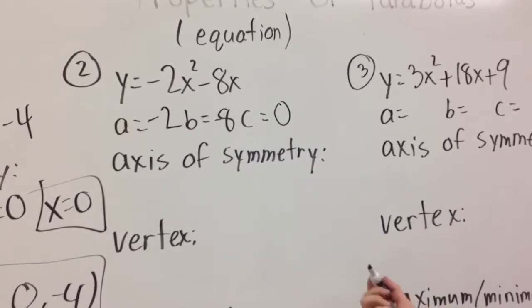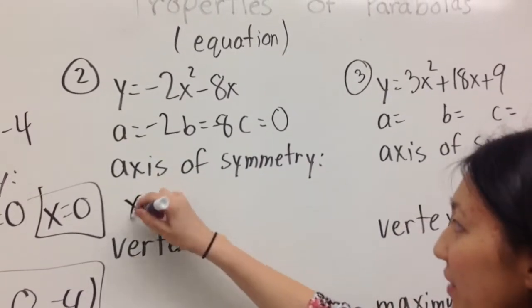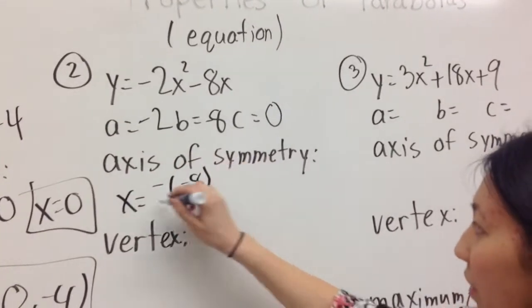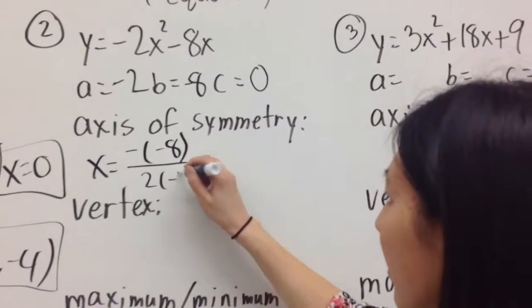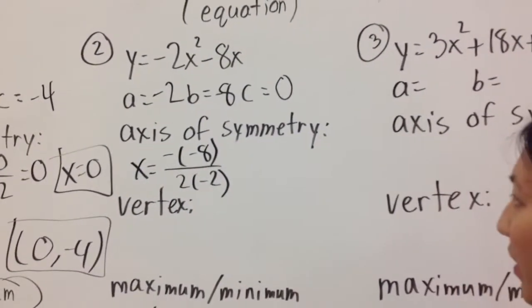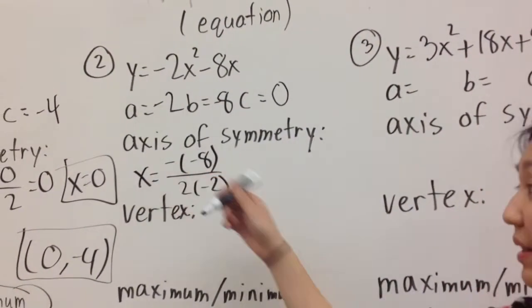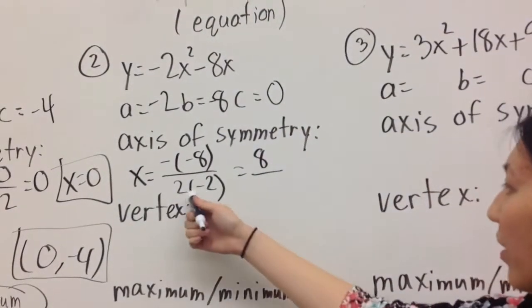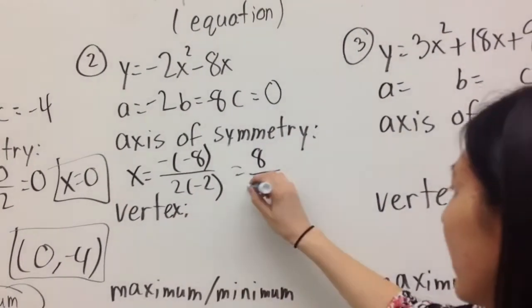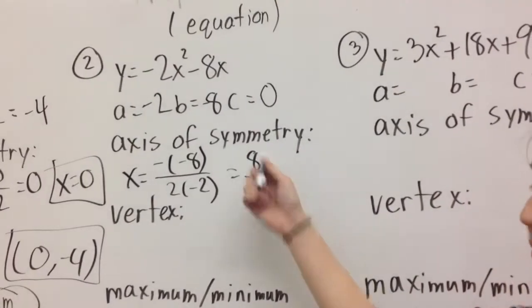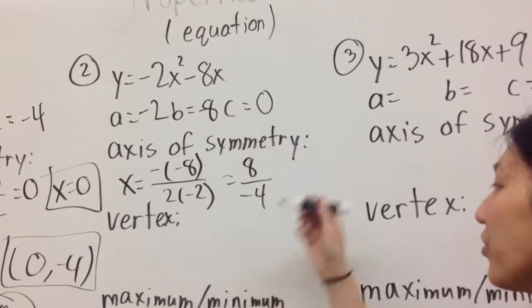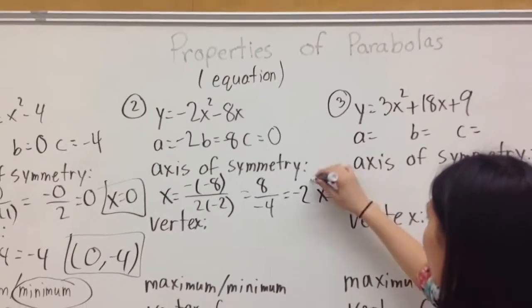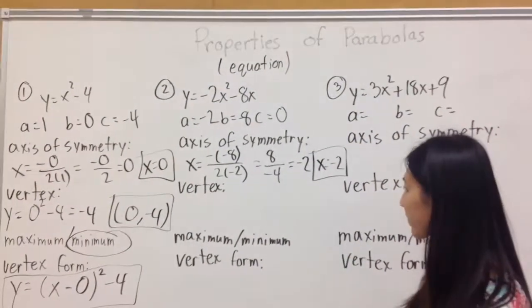Alright, now for the axis of symmetry. So I'm looking at x equals negative b over 2a. Okay, a negative times a negative is a positive, so this is a positive 8 over 2 times negative 2, which is a negative 4. I can reduce this because 8 divided by 4 is 2, so this is negative 2 in total. So x equals negative 2 is my axis of symmetry.